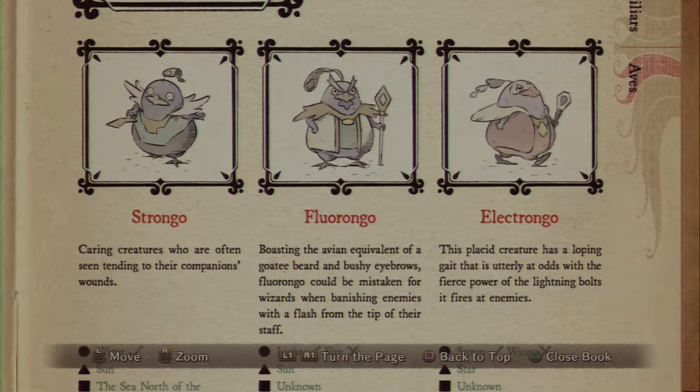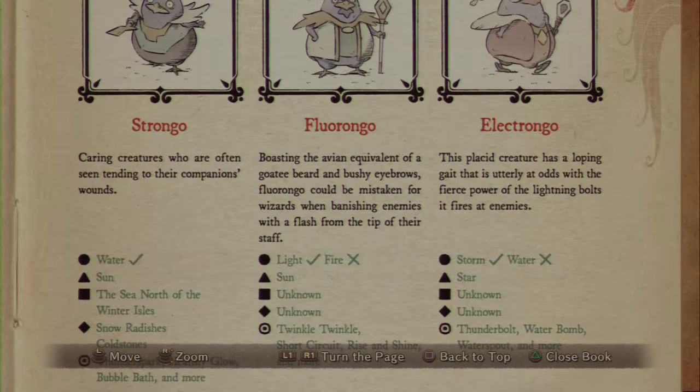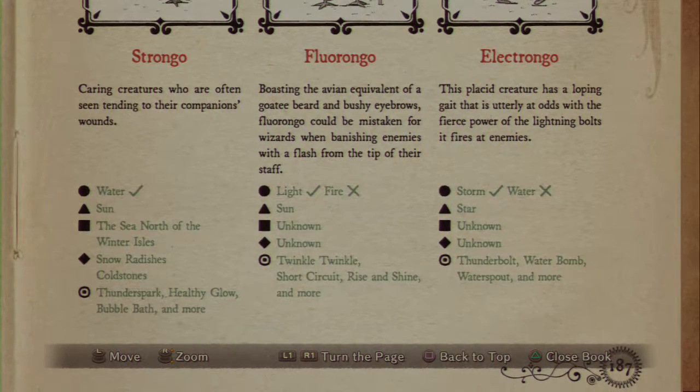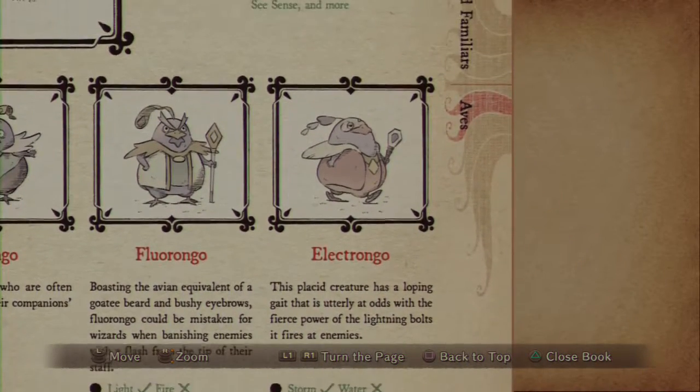The next form is the Florongo. Boasting the avian equivalent of a goatee beard and bushy eyebrows, Florongo could be mistaken for wizards when banishing enemies with the flash of the tip of their staff. Now, Florongos are resistant to light, but weak to fire. They are born under the sun sign, but it is unknown where they could be found or what they would drop. They can know Twinkle Twinkle, Short Circuit, Rise and Shine, and more.